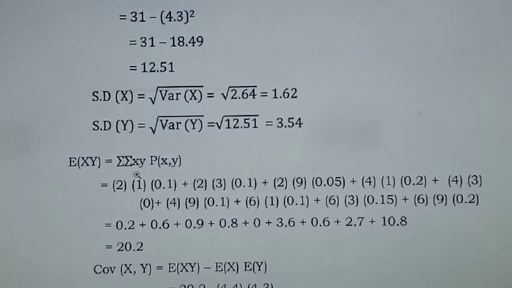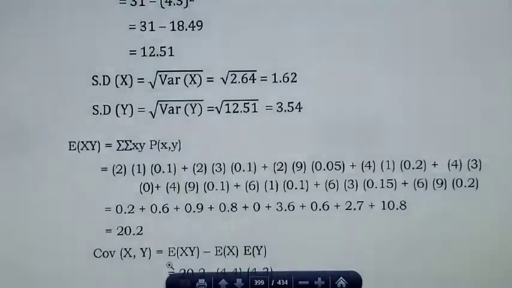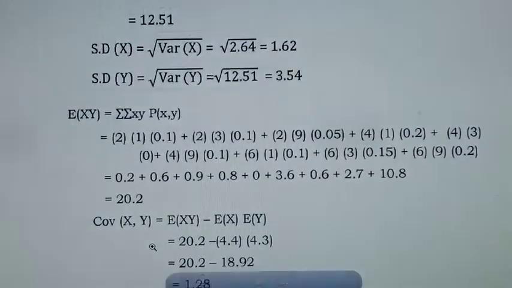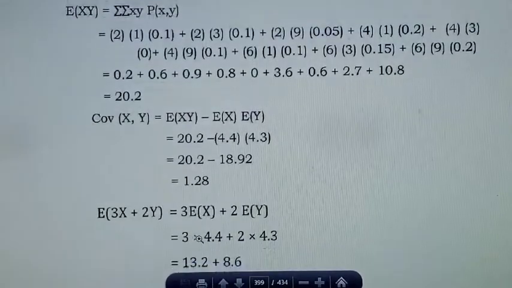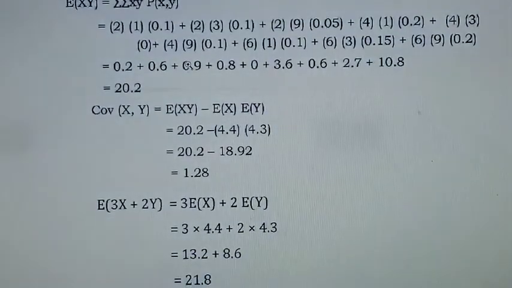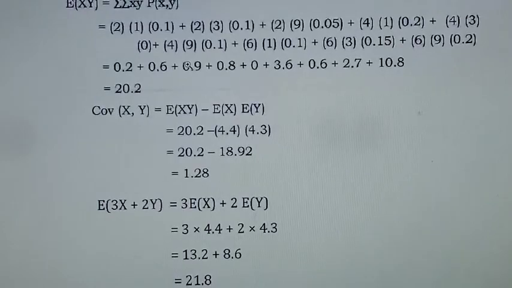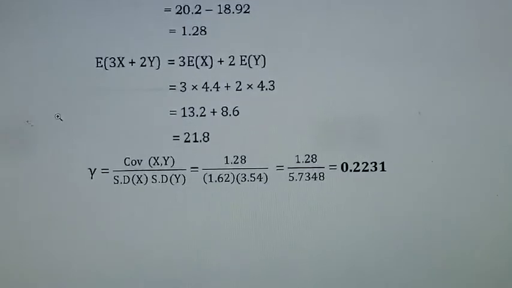Again, the expectation of xy is the double summation of x into y into p of xy. Substitute this value in the covariance formula and you will get the covariance value. Once we get the covariance, since we already calculated the variances, by substituting all you will get the correlation coefficient value. Are you clear? This is the formula. Instead of the standard deviation of x, you can write the square root of variance of x. The square root of variance is nothing but the standard deviation, guys. There is no confusion at all here.